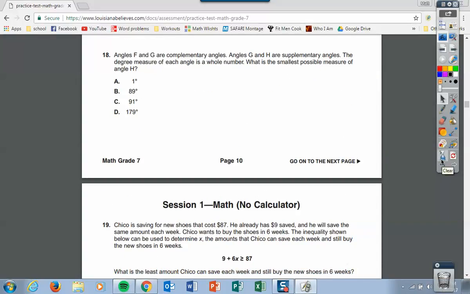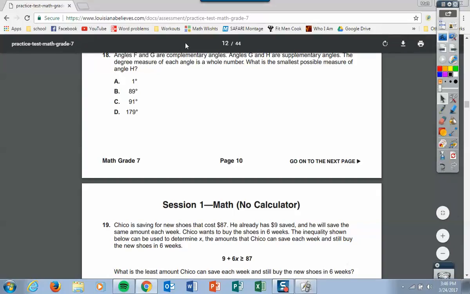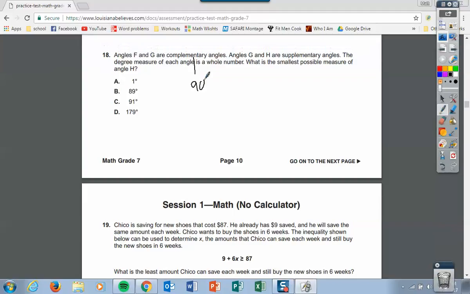Angles F and G are complementary angles. When you think about complementary, they add to 90 degrees. Supplementary adds to 180. The way that I remember that: C comes before S, therefore it's 90. S is the 180 because it's more. What is the smallest possible measure of angle H?